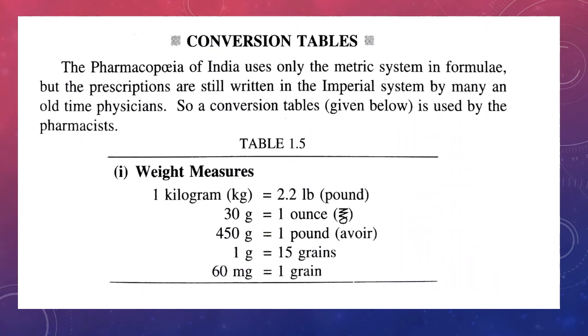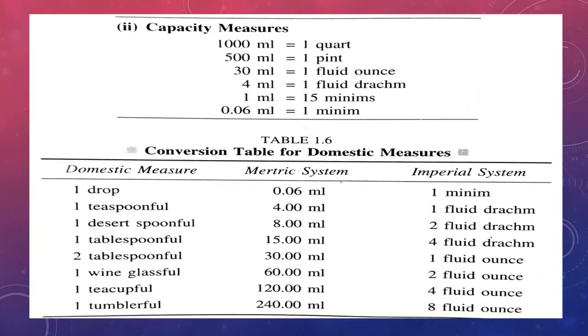The Pharmacopoeia of India uses only the metric system in formulae, but the prescriptions are still written in imperial system by many old-time physicians, so a conversion table is used by the pharmacist. For weight measures, 1 kilogram is equal to 2.2 pounds, 30 grams is equal to 1 ounce, and for capacity measures, 1000 ml is equal to 1 quart, 500 ml is equal to 1 pint.